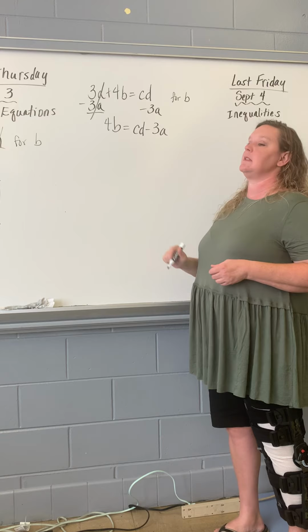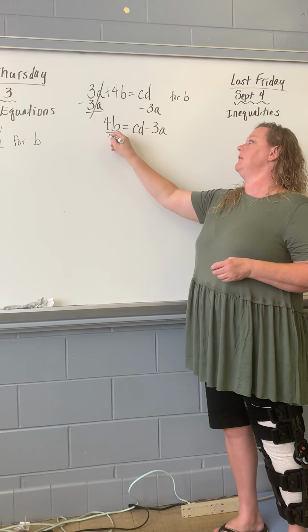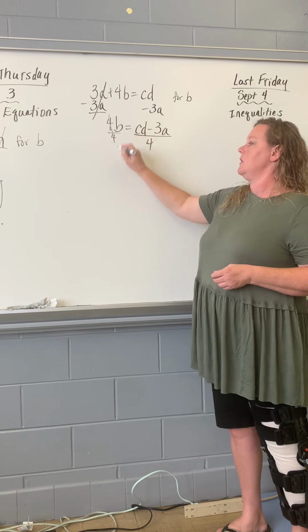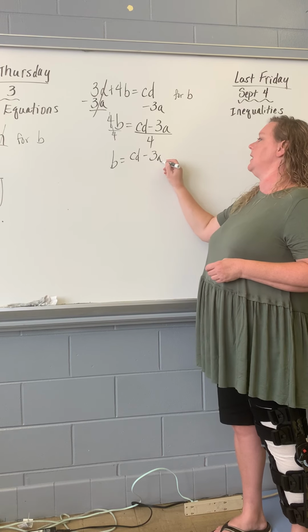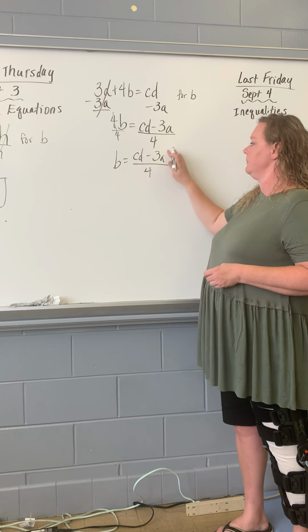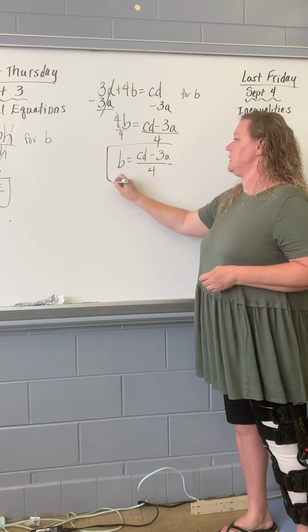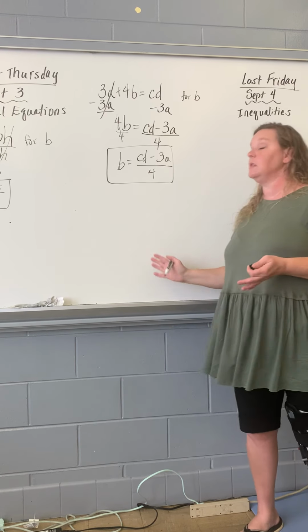And then I'm trying to solve it for b. What's beside the b is a 4. That's a multiply. So to undo a multiply, I divide. Now I just have to divide this whole side by 4. So I have that b is equal to cd minus 3a, over 4. And that's the answer for b. And that's how you do literal equations.